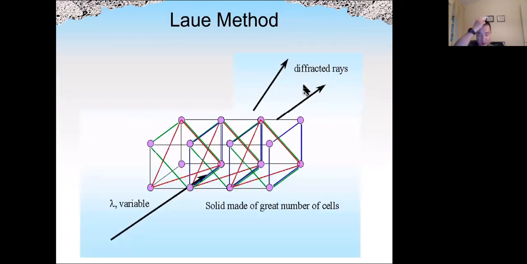This is the Laue method. Again, lambda is variable for white radiation, but we do not grind the sample into powder form. The rays are diffracted when they meet the atoms.